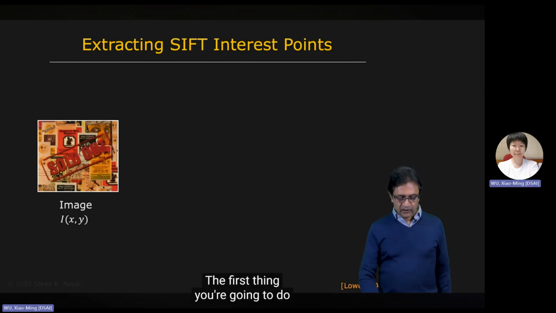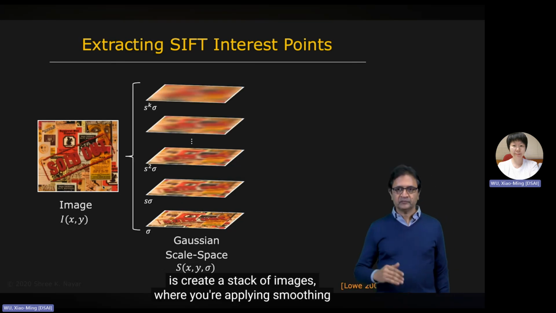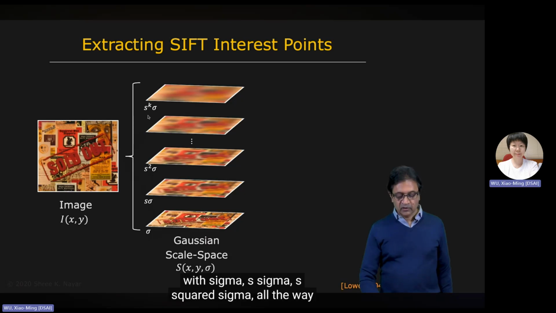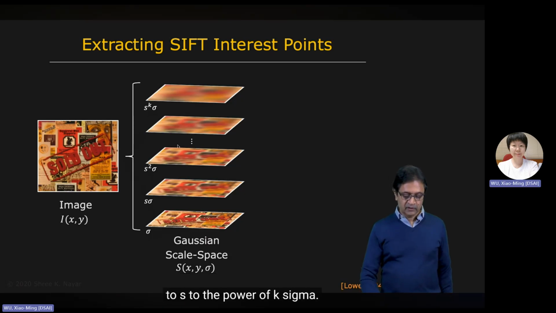Here's an image. The first thing you're going to do is create a stack of images. Previously we applied LoG to this image, and then we got different response maps. But now we apply Gaussian to this image because we are going to approximate LoG with DoG. You're applying smoothing with sigma, s times sigma, s squared sigma, all the way to s to the power of k sigma. So that's your scale space right here.